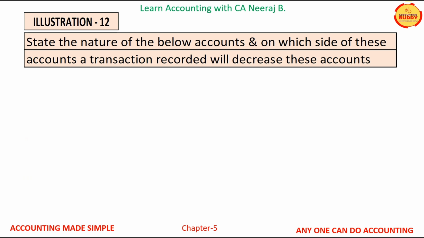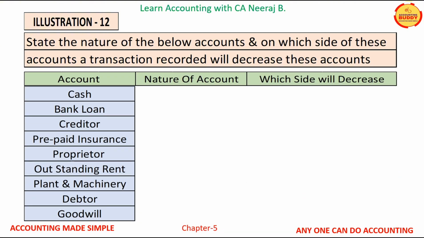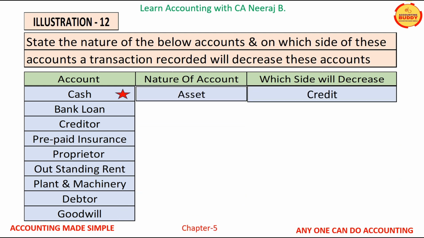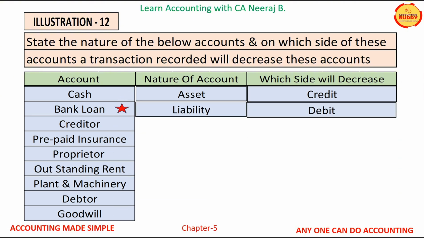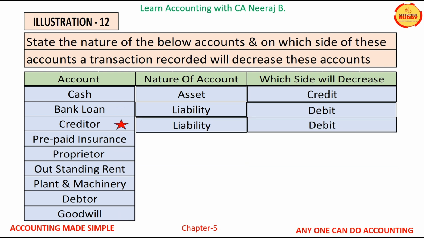Illustration 12 on your screens is state the nature of the below accounts and on which side of these accounts a transaction recorded will decrease these accounts. The list of accounts is displayed on your screens. Cash is an asset account and it will decrease when it is credited. Bank loan is a liability account. It will decrease when it is debited. Creditor again is a liability and it will decrease when it is debited.